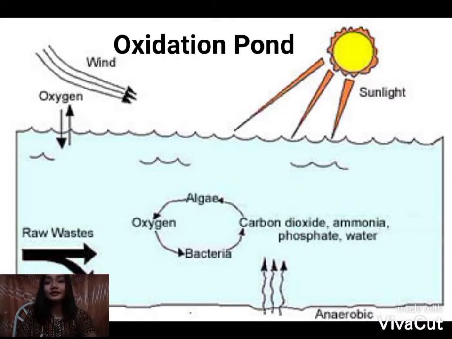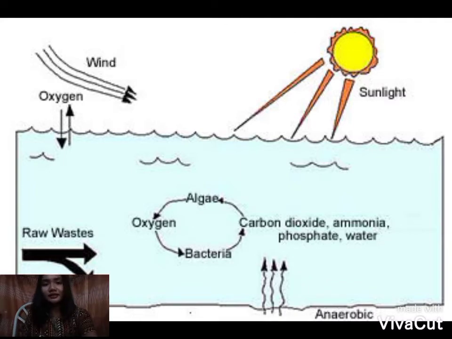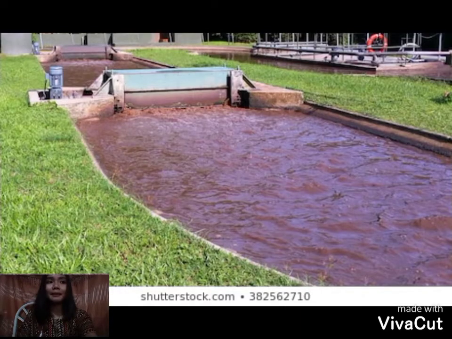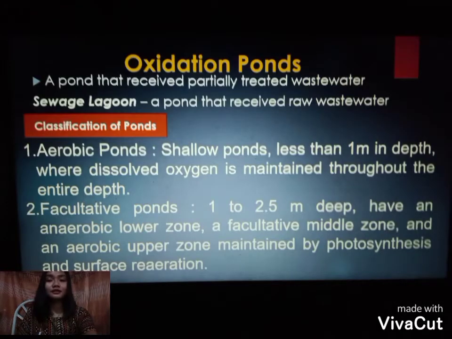Next, we have the oxidation ponds. It is a pond that receives partially treated wastewater. Sewage lagoon is an example of the oxidation ponds, a pond that receives the raw wastewater. Classification of ponds. Aerobic ponds.